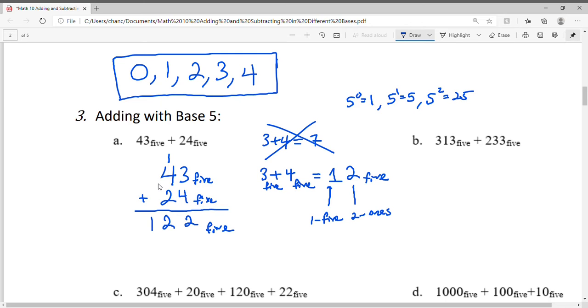Just like in base 10, we're carrying that 1 over because we're carrying a 10 over. Here we're carrying a 5 over. Let's look at question B. We'll do it again. We have 313 base 5, and we're going to add 233 base 5 with it.